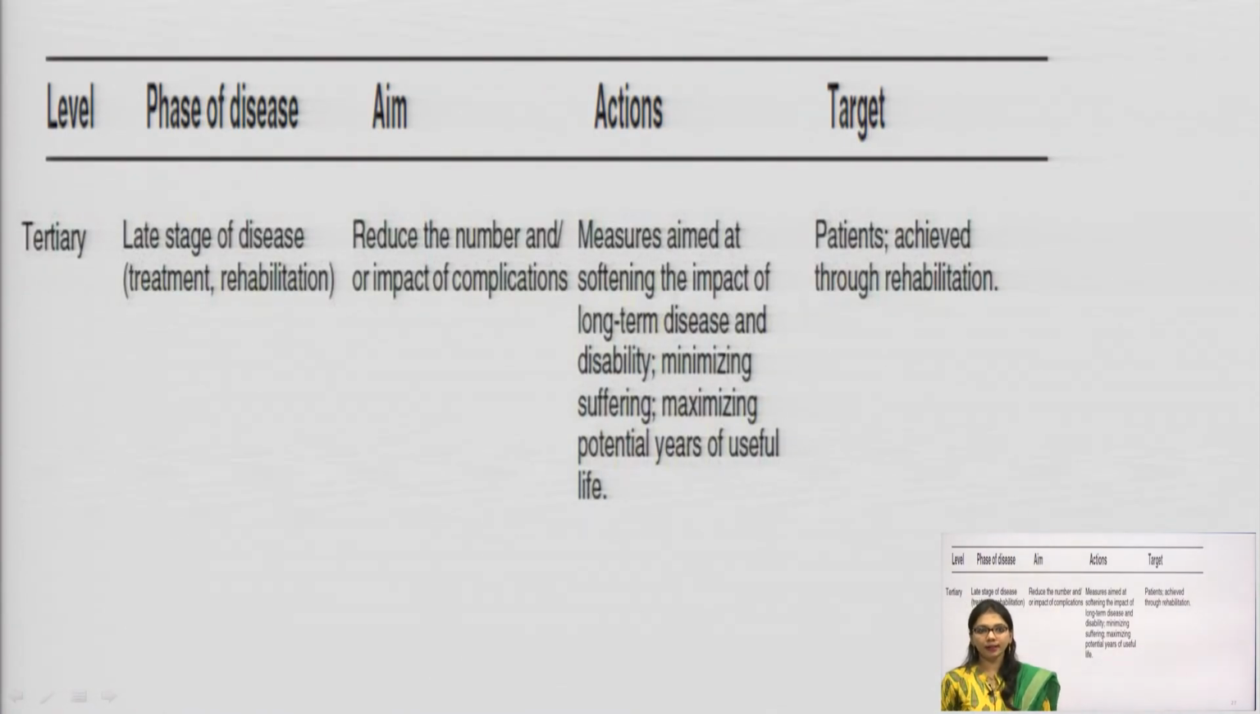Now, these are the levels. The late stage of disease is tertiary prevention. Here the aim is to reduce the number or the impact of complications. The action is measures that aim at softening the impact of long-term disease and disabilities, minimizing suffering and maximizing the potential years of useful life. Now, these are some targets. We are targeting the patients.